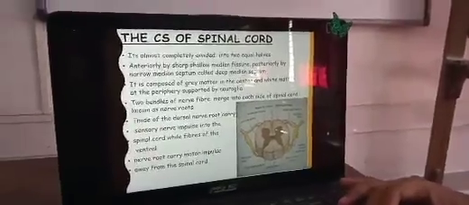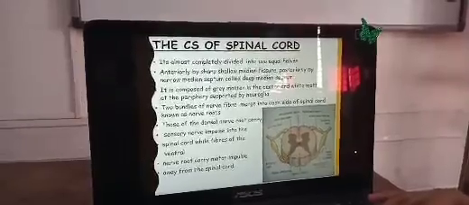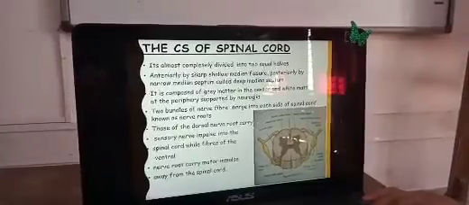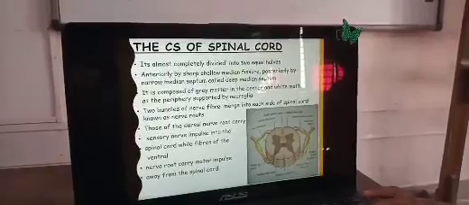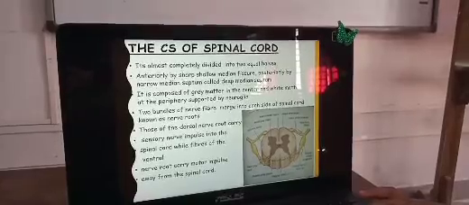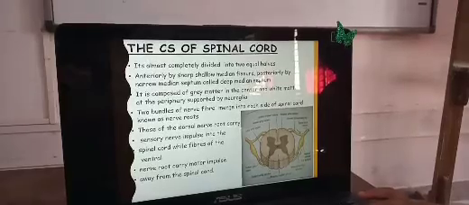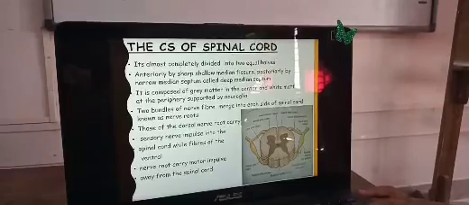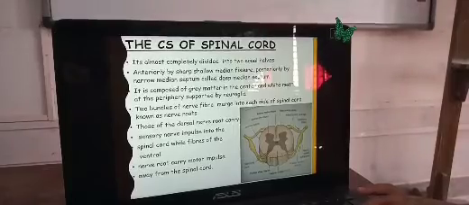The cross section of the spinal cord is given here. It's almost completely divided into 2 equal halves, but it's not divided, it's almost divided. Anteriorly by a wide, shallow median fissure, posteriorly by a narrow median septum called the posterior median septum. It is composed of grey matter in the center and white matter at the periphery, supported by the neuroglial cells. 2 bundles of nerve fibers emerge from each side of the spinal cord, which is known as the nerve root.